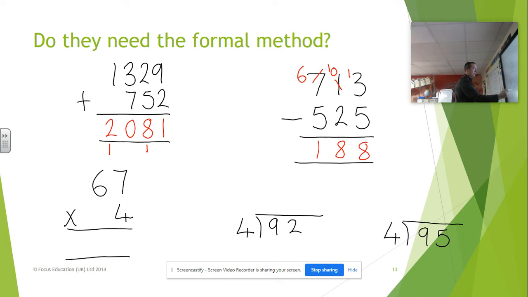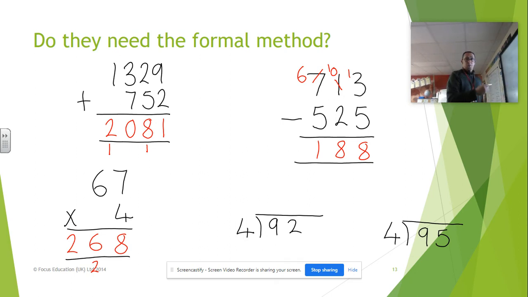67 times 4. Again, in the last model, we partition this, but this time we just do the 4 times the 7, which is 28. Bob the 8 there, the 20 underneath there. 4 times 6, or 4 times 60, is 240. Add the 20, 268.